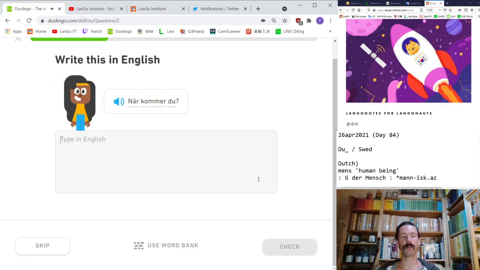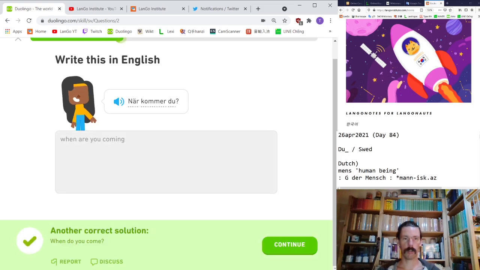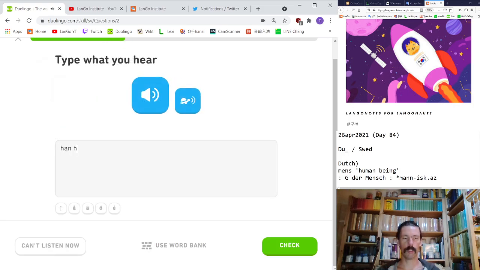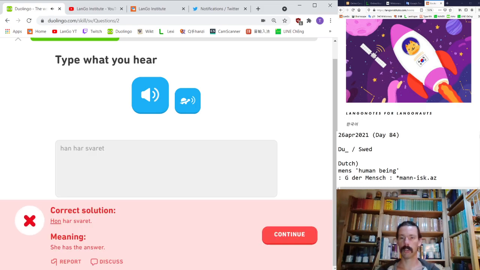När kommer du? När is when. När? With the inversion, when are you coming? Hon är svaret. Hon har svaret. Svaret. Oh, not han, he, but hon, she.